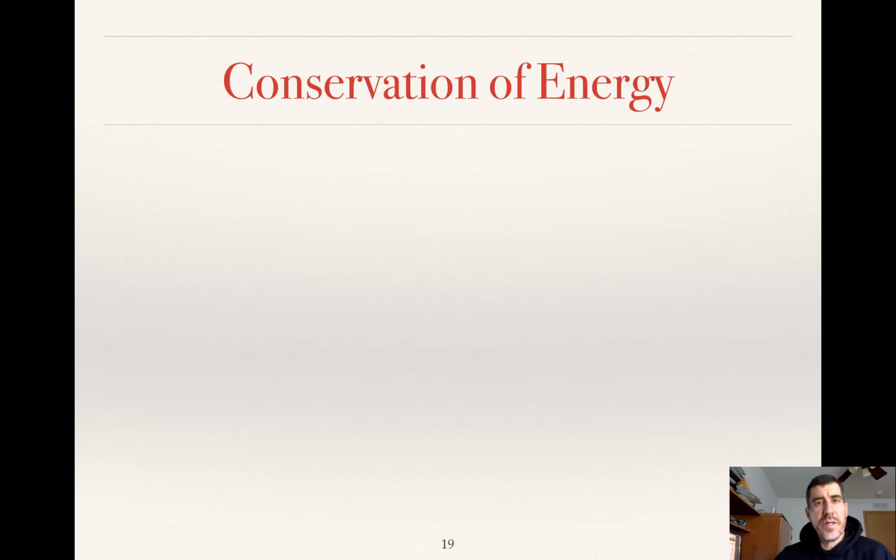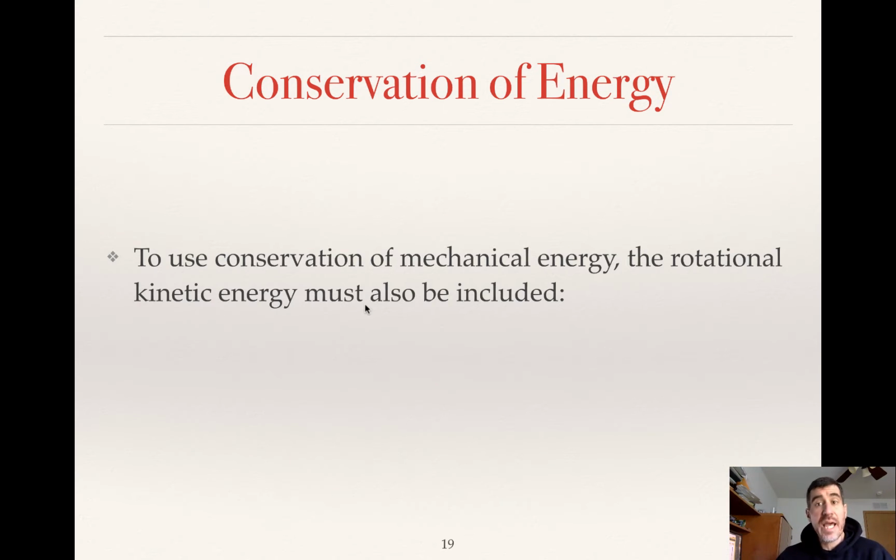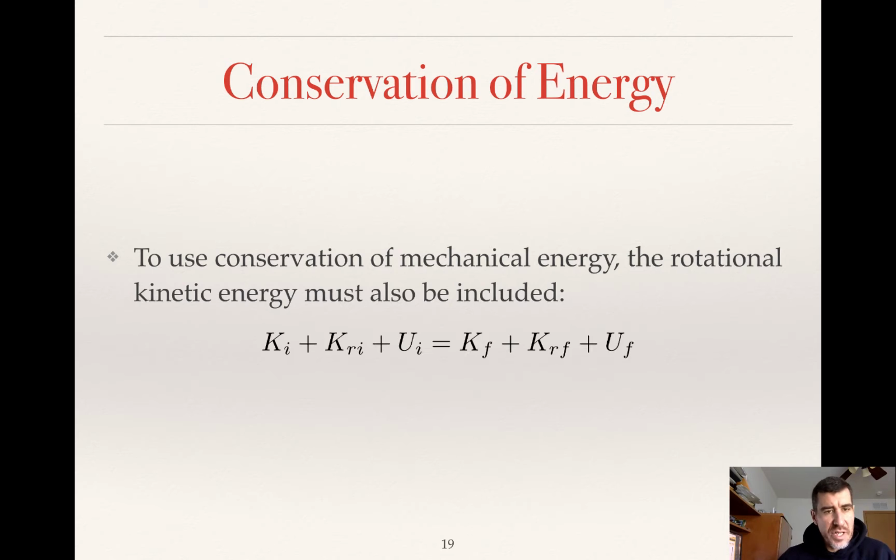Now, if we're using conservation of mechanical energy, so we don't have any dissipative forces like friction, then the rotational energy must also be included. So if you take your initial translational kinetic energy, plus your initial rotational kinetic energy, plus the initial potential energy, that has to equal the final translational kinetic energy plus the final rotational kinetic energy plus the final potential energy.